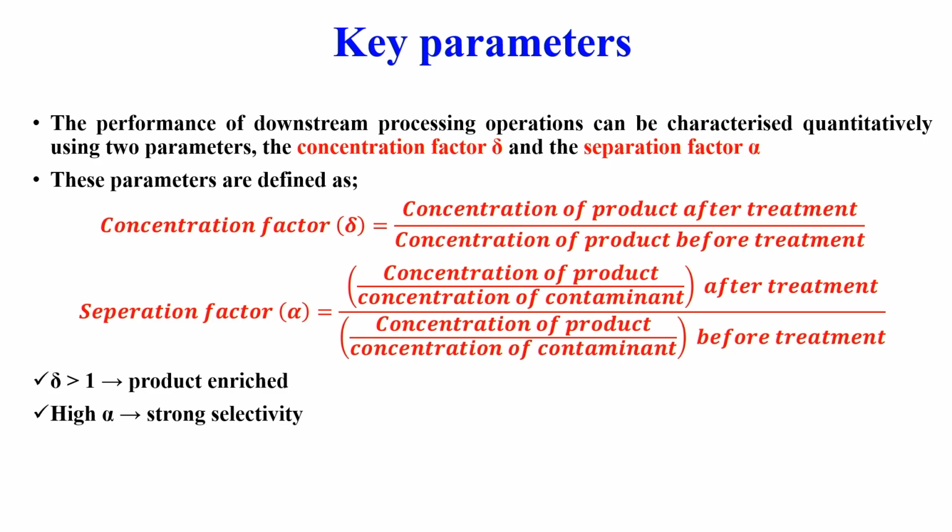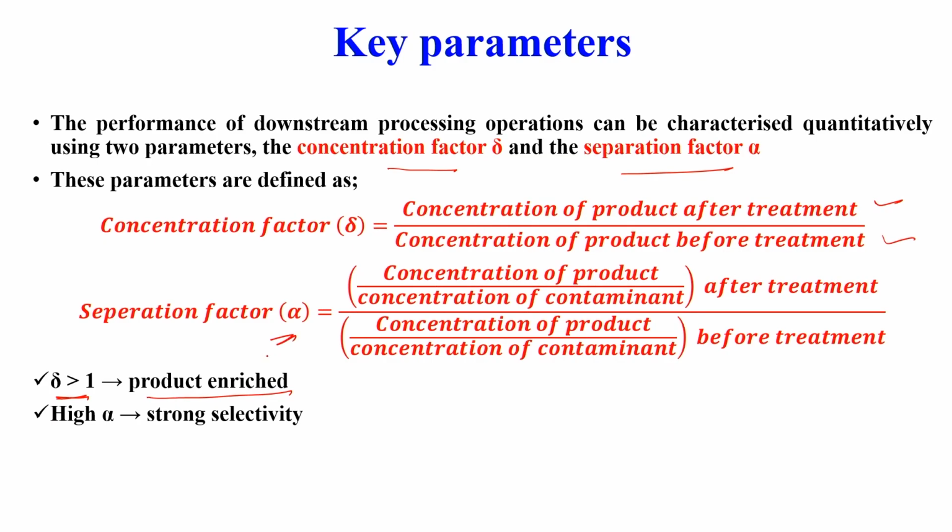Now, there are two key parameters which indicate the performance of downstream processing. The first one is the concentration factor, the second is the separation factor. The concentration factor is simply the concentration of product after treatment divided by the concentration of product before treatment. Typically the concentration after treatment will be higher, so if its value is greater than 1, we say the product is enriched.